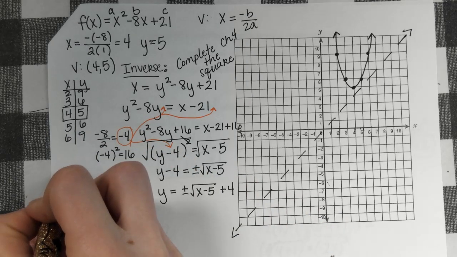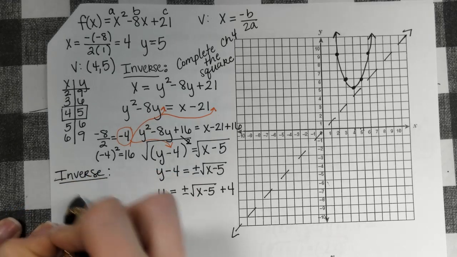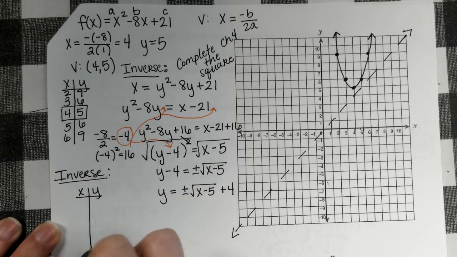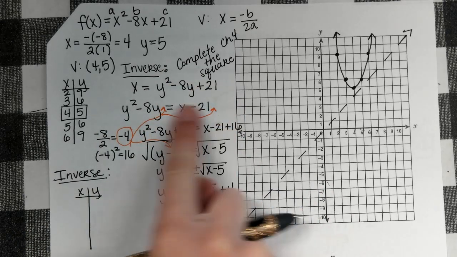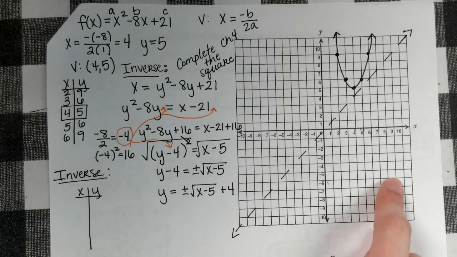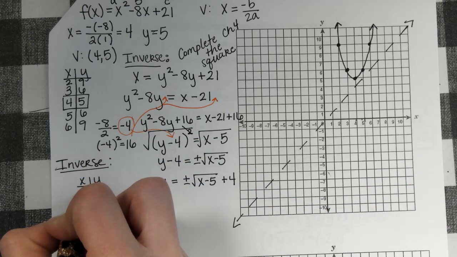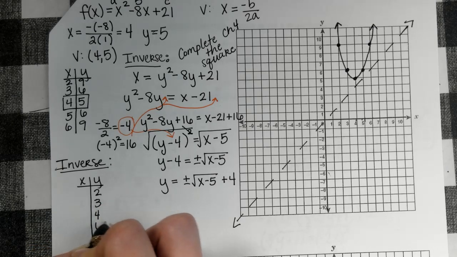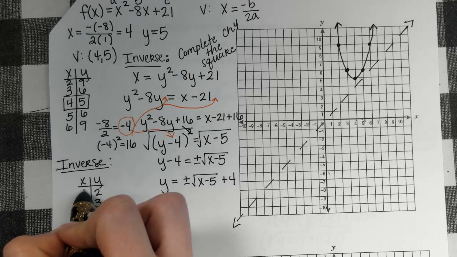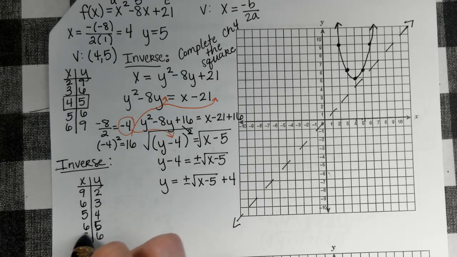So for the table, our inverse, we just have to take those x and y's and flip them. This is what I meant by if you forget how to do the actual algebra, you should at least be able to graph it, right? And get your partial credit. So my y's are now the 2, 3, 4, 5, and 6. And then my x's are now the 9, 6, 5, 6, and 9.